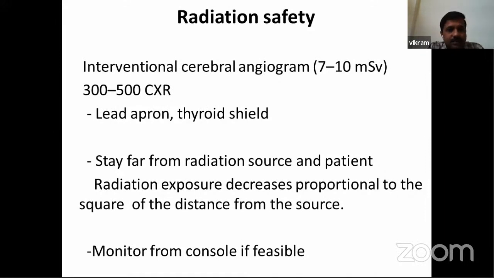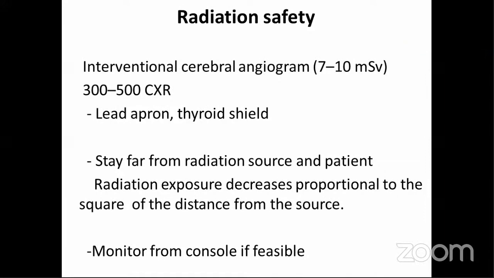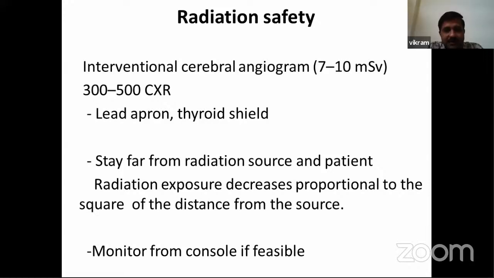And the next big concern is radiation safety. These procedures are associated with a high radiation exposure, and in an interventional cerebral angiogram the exposure can be as high as 7 to 10 millisievert units. That's equal to nearly 300 to 500 chest X-rays. So make sure to wear your lead aprons and thyroid shield, and try to stay as far as possible, not only from the radiation source, but also from the patient, because the patient is the main source of scattered radiation.